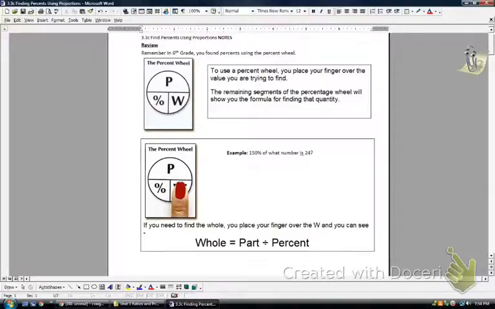Today we are going to learn how to find percents using proportions, and we are going to start with a review. Remember in 6th grade you found percents using the percent wheel. Here's a picture of the percent wheel that you did in 6th grade. To use a percent wheel, you place a finger over the value that you are trying to find. The remaining segments of the percent wheel will show you the formula for finding that quantity.